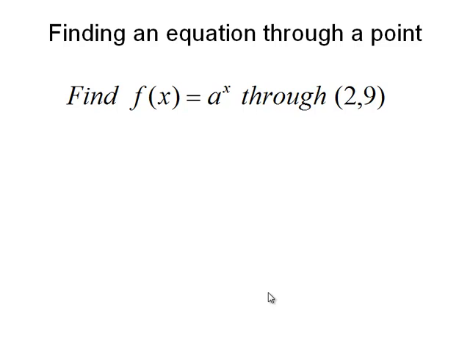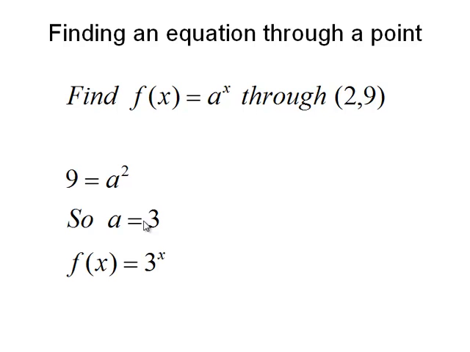Alright, suppose you want to reverse the process. Find an equation, f of x is equal to some base to the x power, and I give you a point (2, 9). 2 is my x value, so it goes up here as x. And 9 is my y value, so it goes as my f of x. So 9 is equal to a squared. Take the square root, and a has to be 3. So our original function is now f of x is equal to 3 to the x.